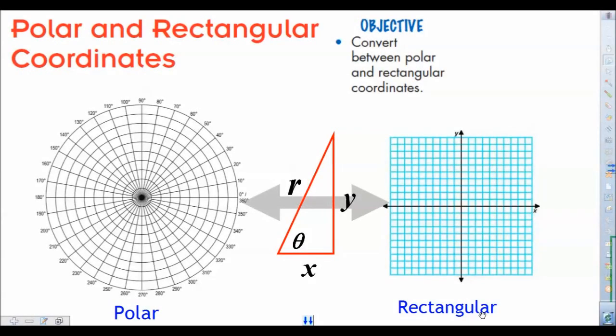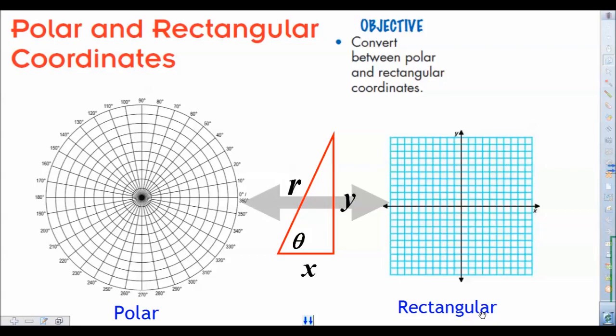Alright, now 9-3, polar and rectangular coordinates. Your objective in this lesson is to be able to convert a polar coordinate into a rectangular coordinate and the other way around. If I give you a rectangular coordinate, can you convert it into a polar coordinate? This does have some implications later on once we start working with complex numbers and finding faster ways to multiply them. So let's just start with the basics here.